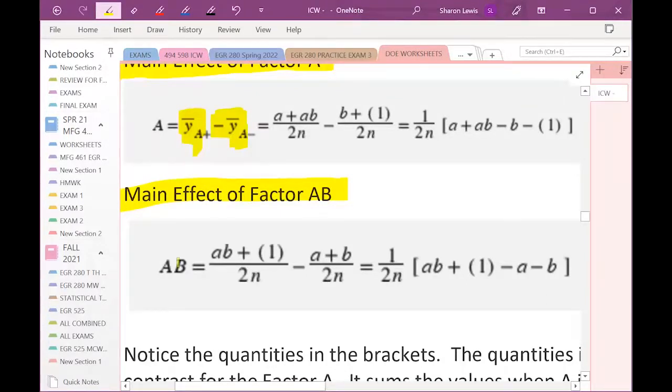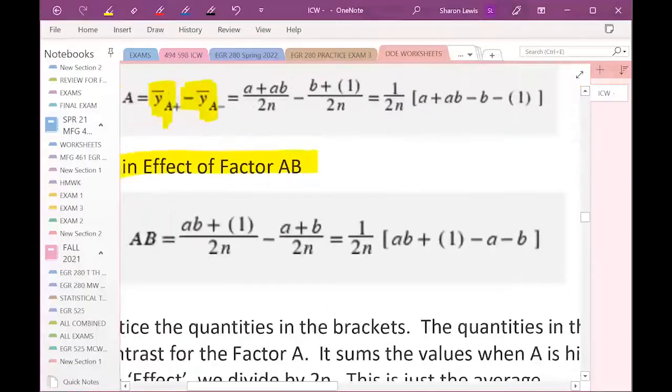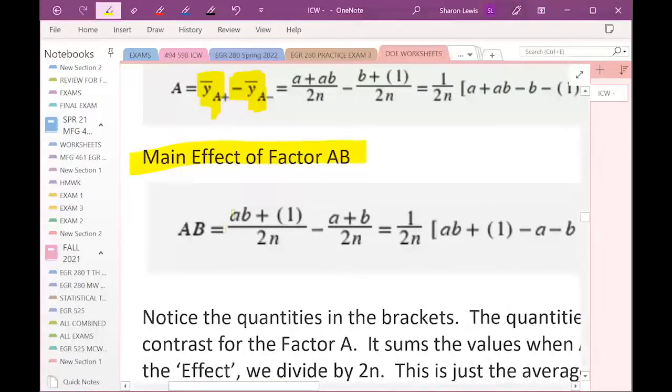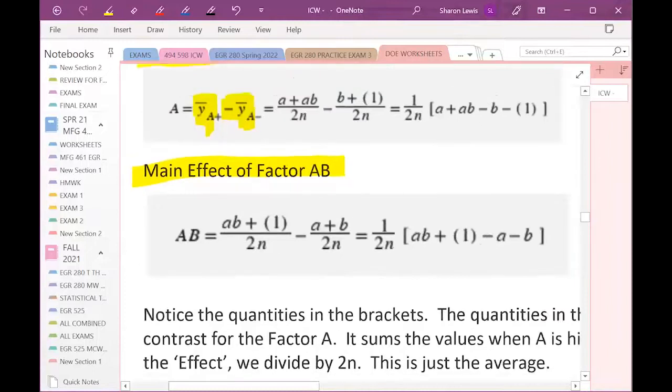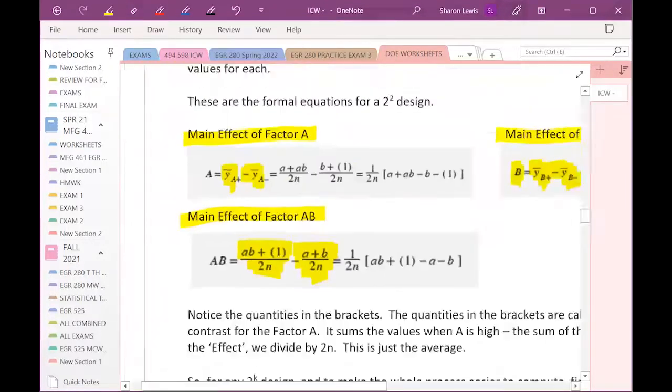Factor B: average of B high minus average of B low. And same thing for AB. Well, I'm sorry, we've got to add this. That's what this is, that's AB high average minus AB low. And for a 2 to the 2 design, these are the formal equations.